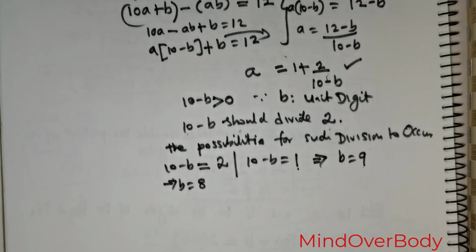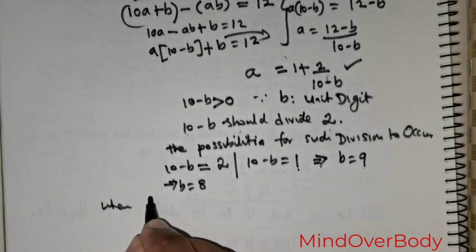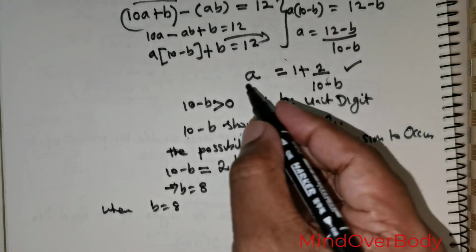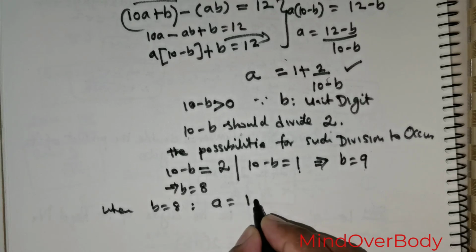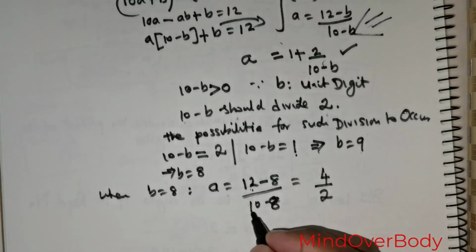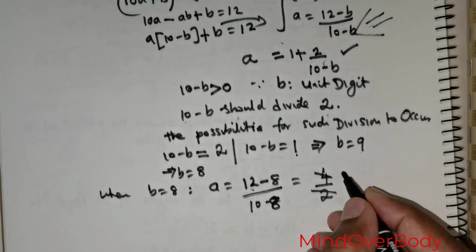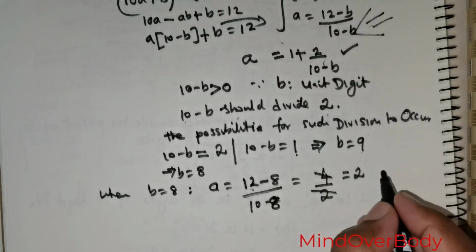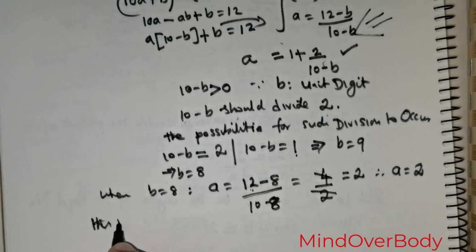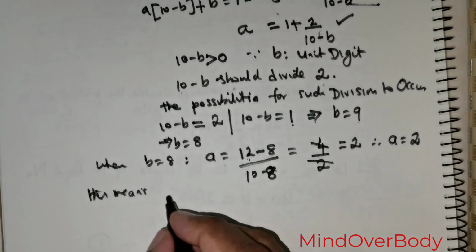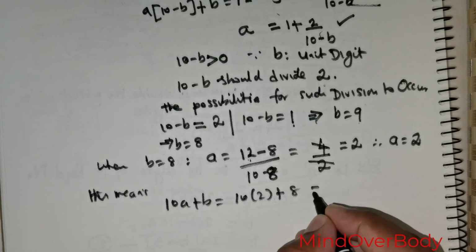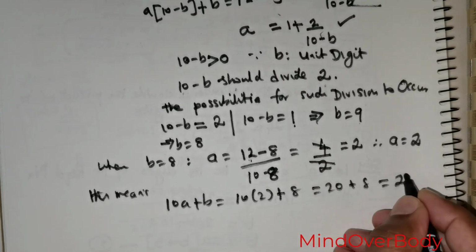Fine. Now let's start off like this. When b is equal to 8, what happens? When b is equal to 8, we will have to get the value of a. So that means a = (12 - 8)/(10 - 8). 12 - 8 is 4, 10 - 8 is 2, 2 divides 4 two times. So a is equal to 2. This means 10a + b is equal to 10 times 2 plus 8, which is 20 + 8 = 28. 28 is a number.